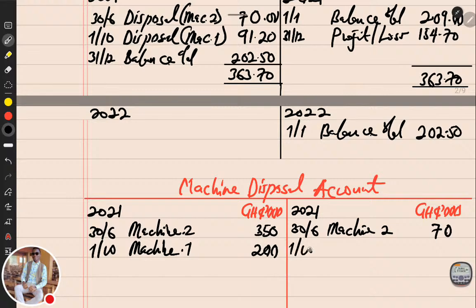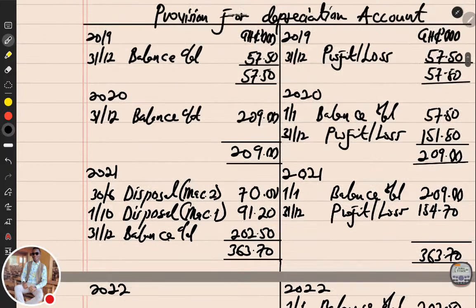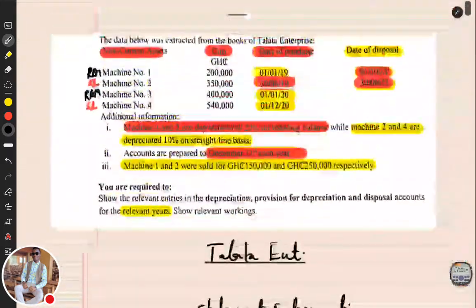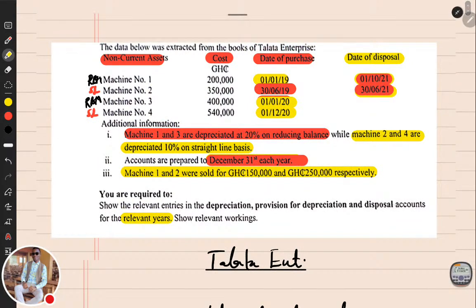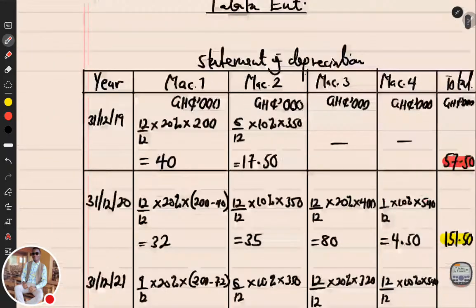Then the next set, machine number 1, is also what? 91.20. So once we record that, then the last thing we want to record is what we call their proceeds. That you can see clearly here. Additional information 3, that machine 1 and 2 were sold for 150 and 250,000 respectively.